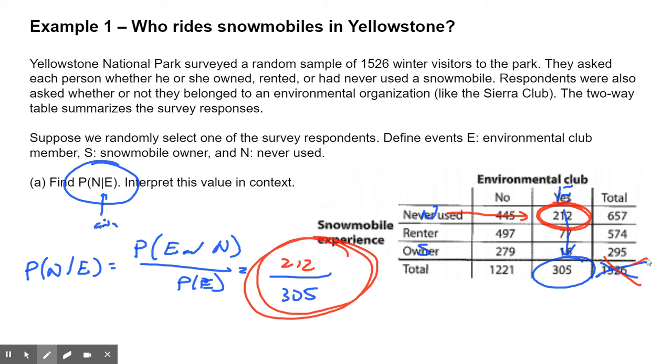You don't use the bottom right total. You use the total from the given. You use the given event's total. Hopefully that makes sense.